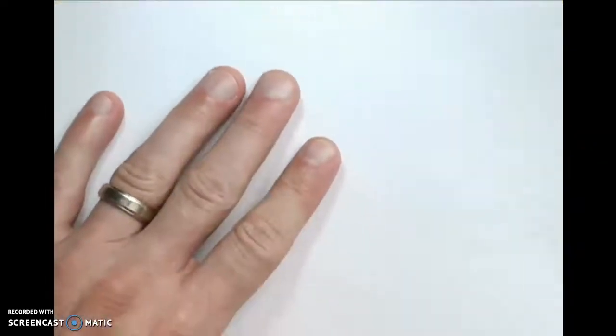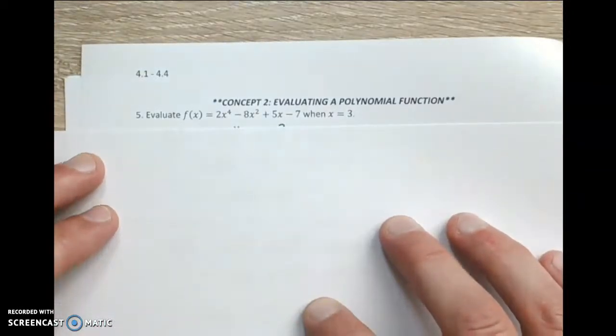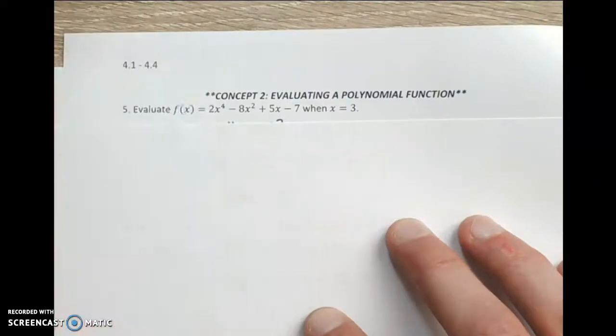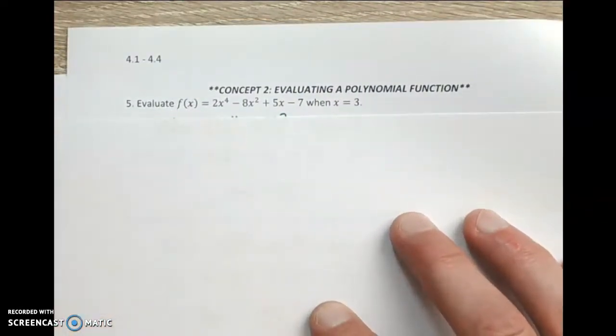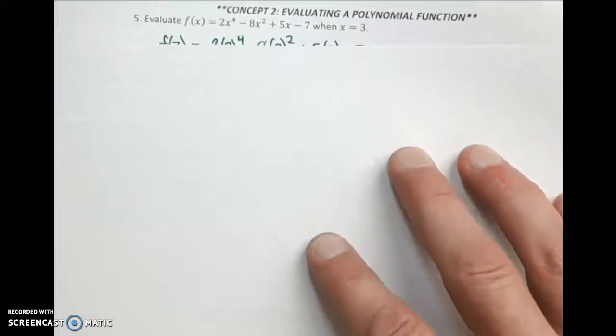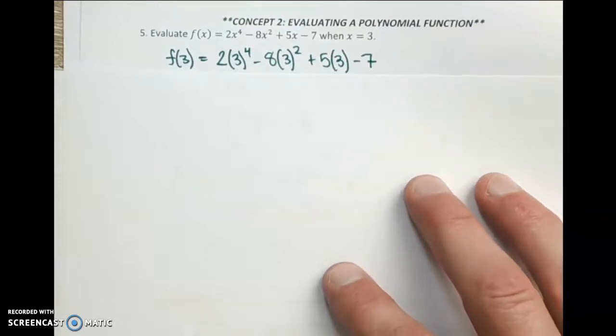Here we go. The next part says to evaluate a polynomial function. Alright, well, when we evaluate a polynomial function, it says evaluate f of x equals 2x to the 4th power minus 8x squared plus 5x minus 7 when x equals 3. All you're doing is substituting 3 for x. So you plug in 3 and then simplify, right?